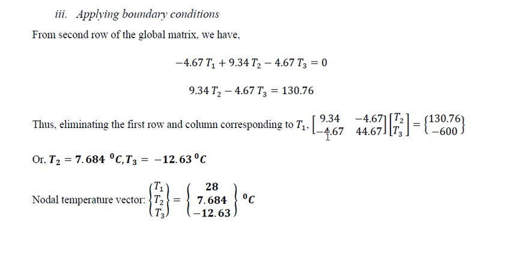After reducing into this condition, there are two equations and two unknowns. The unknowns are T2 and T3. By solving, we will get T2 as 7.683 degrees centigrade and T3 as minus 12.63 degrees centigrade. Be careful: T1 is 28, and T2 is less than that because the exposed temperature is negative, lower than that. So T2 should be less.